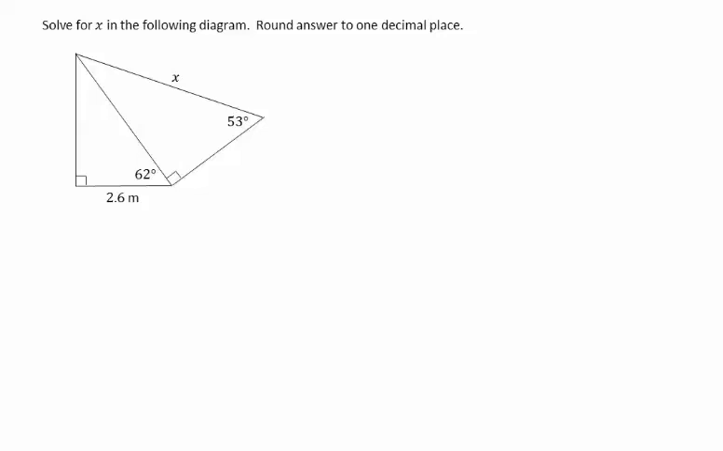Solve for x in the following diagram. Round answer to 1 decimal place. For this question, we first want to consider the blue right triangle as shown. Here, we can calculate y using the cosine ratio.